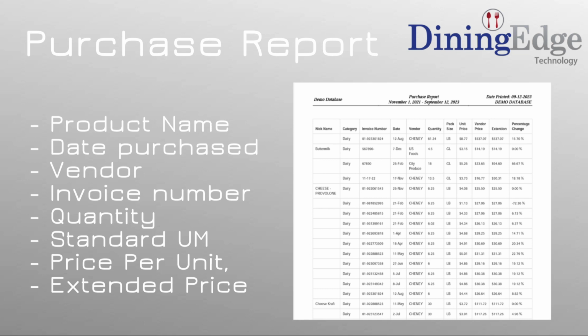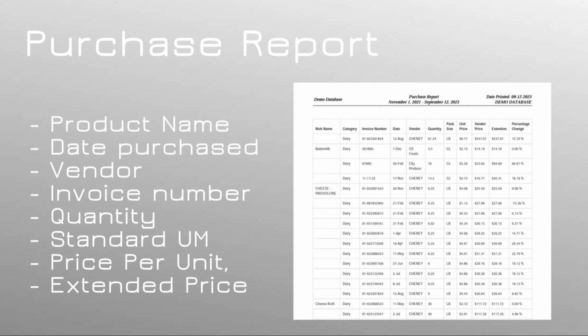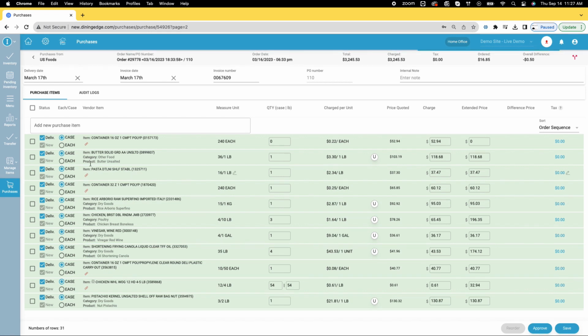It includes product name, date purchased, vendor, invoice number, quantity, standard unit of measure, price per unit, and extended price. The purchase report includes all products that have been linked to vendor items. For more training on how to receive invoices, schedule training with one of our team members.